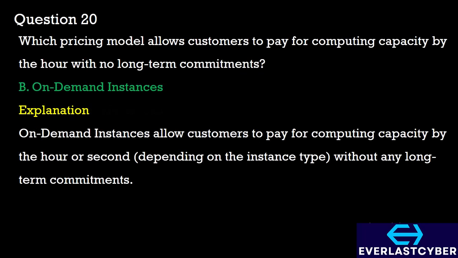On-demand instances allow customers to pay for computing capacity by the hour or by the second, depending on the instance type, without any long-term commitments. This model provides the flexibility to scale up or down as needed, and it makes it suitable for applications with unpredictable workloads. So the on-demand instance is the model that allows customers to pay for computing capacity by the hour without any long-term commitments.